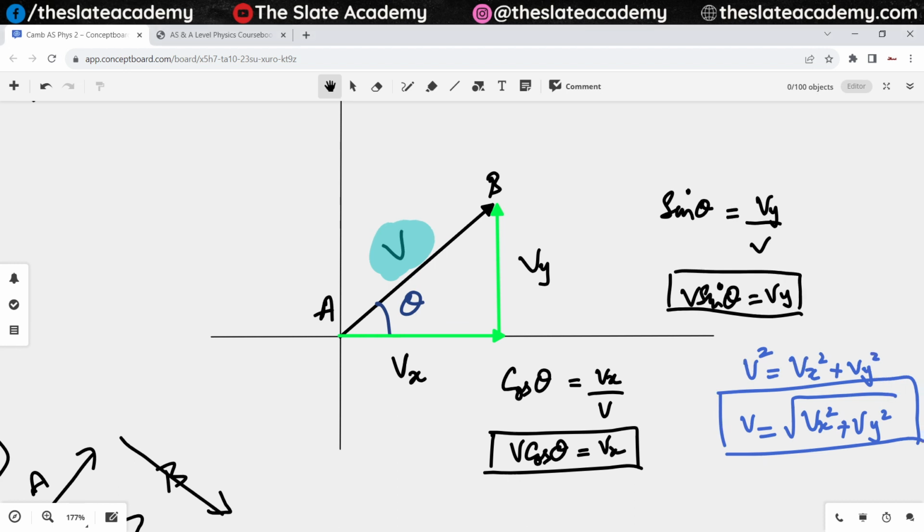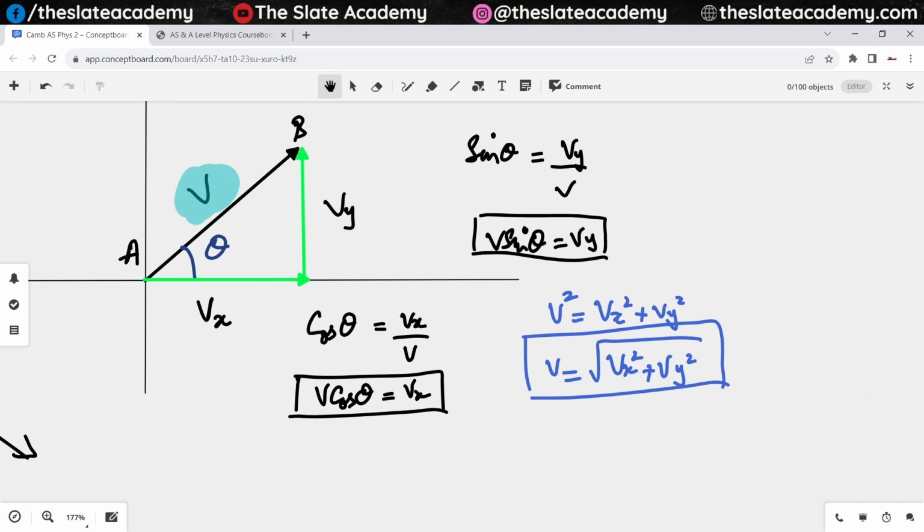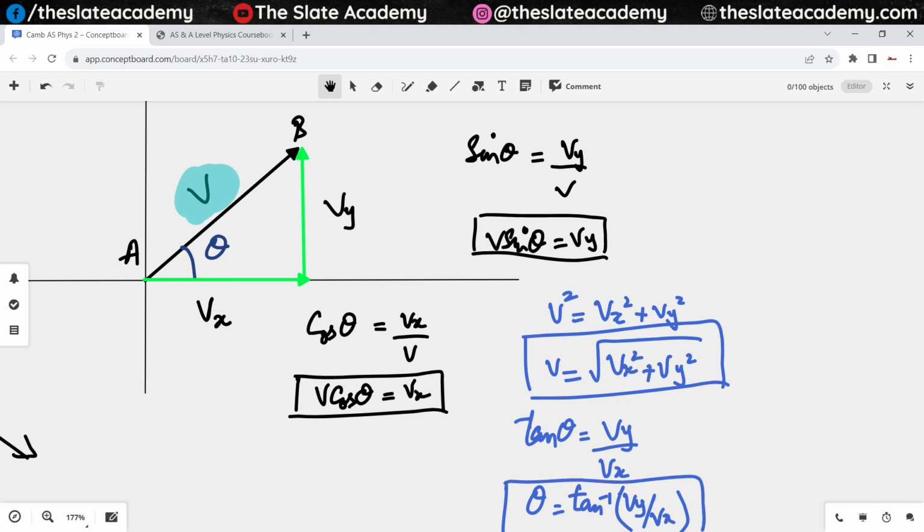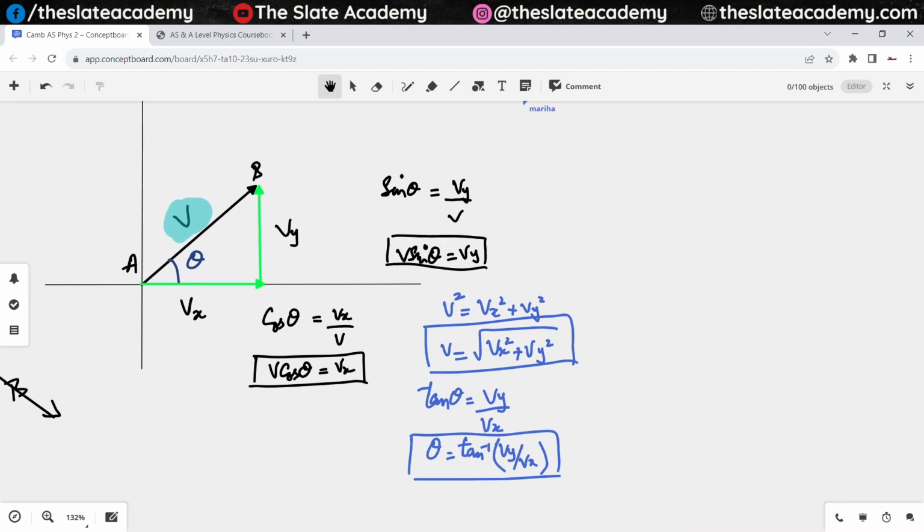Similarly, if I want to find the direction, while I'm given the vertical and the horizontal component of the vector, I can do that too. So I can say tan theta is equal to opposite by adjacent, so Vy by Vx. And if I need to find theta, theta is equal to tan inverse of Vy over Vx. So this way I can find the angle that it is making with the horizontal. Understood?